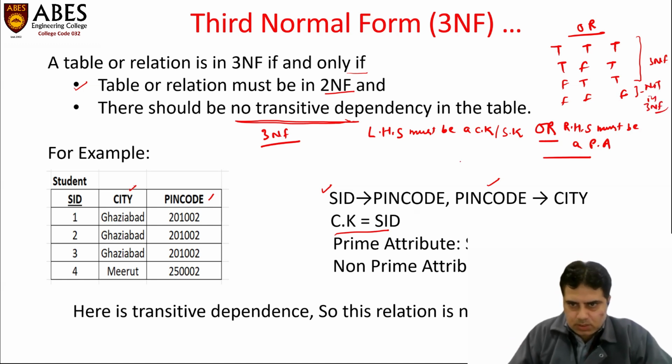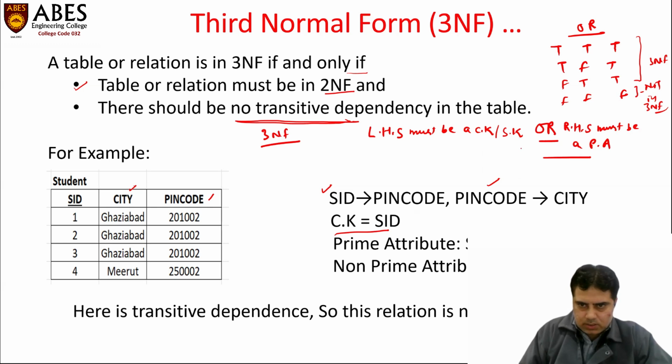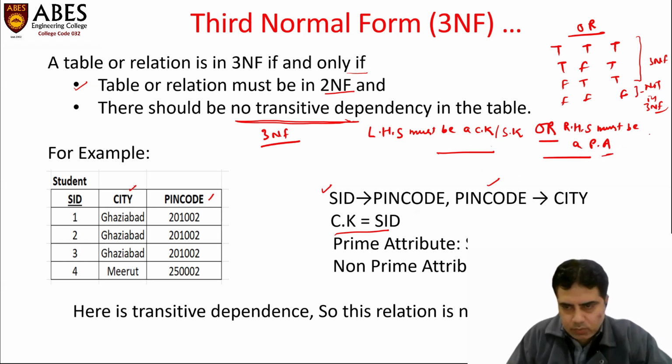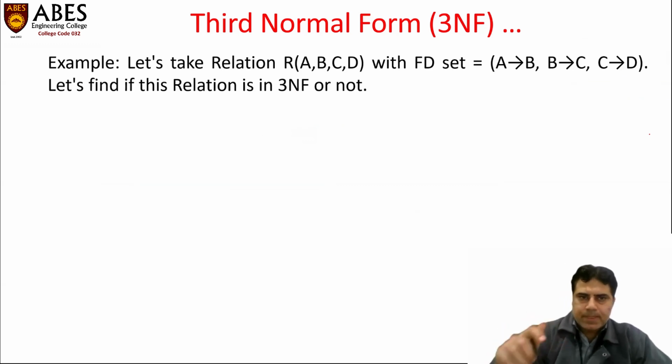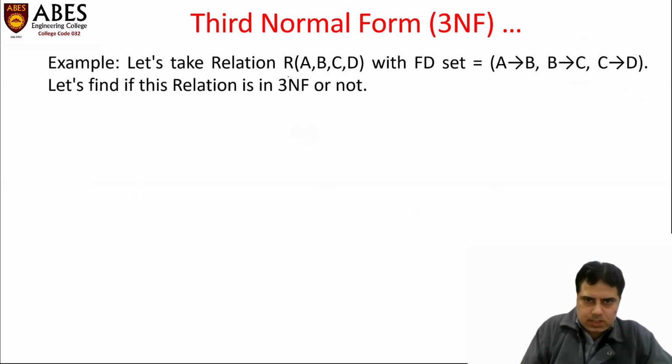So what this condition says is, either the left hand side must be the candidate key or super key, or the right hand side must be a prime attribute. A non-prime attribute cannot determine a non-prime attribute. Now let us understand this concept via this example.